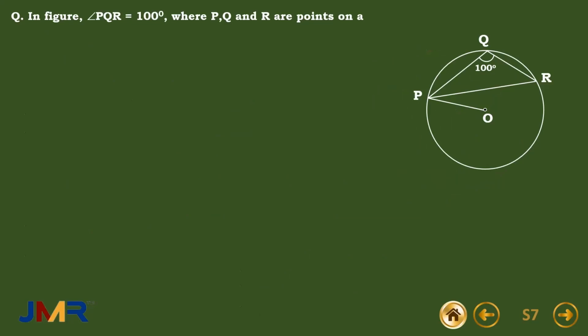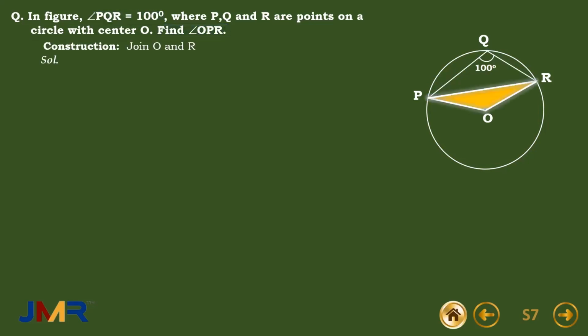Next problem. In the figure, angle PQR is 100 degrees, where P, Q and R are points on a circle with the center O. Find angle OPR. How can we find? Let us see. Join OR. Then we got an isosceles triangle OPR. OP is equal to OR. Why? Because they are radii of the same circle.